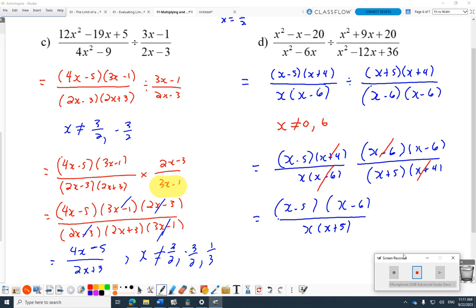I had my old restrictions. X isn't 0 or 6. Nobody wanted to answer the last one, but is there other restrictions that have come up in the meantime? What else ended up in the denominator eventually? Negative 5 and negative 4. Even though it canceled, it's got to be a restriction as well. Anything that was in the denominator at some point in the question.